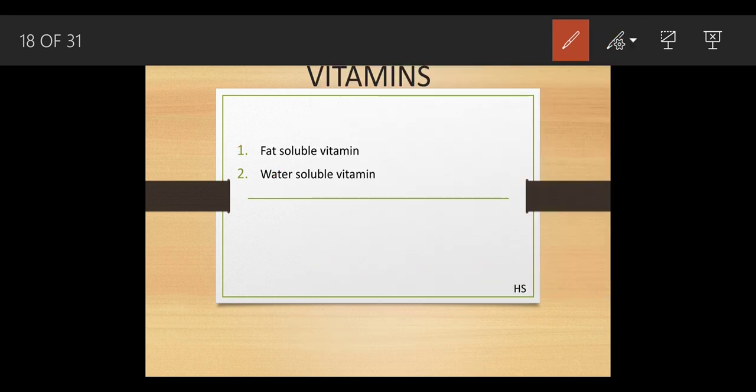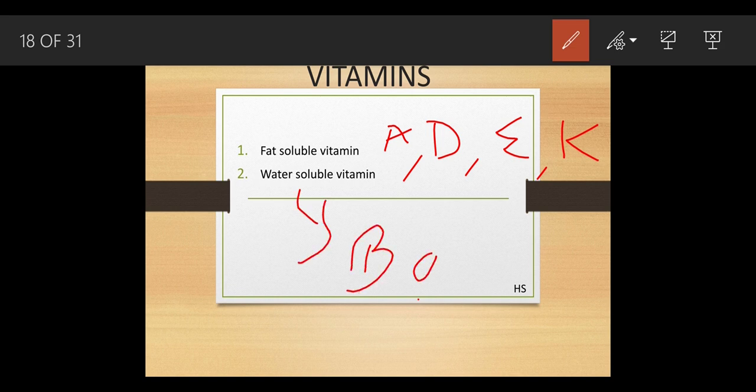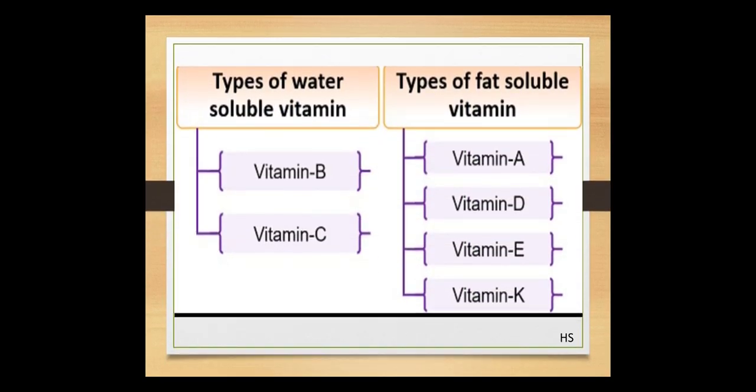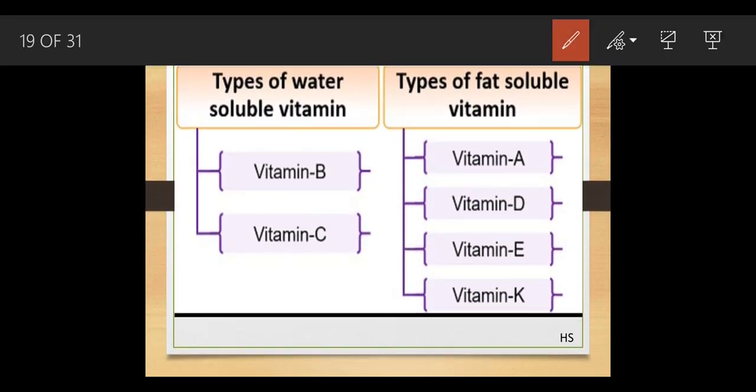These fat soluble vitamins are of four types, that is A, D, E, K. And the water soluble vitamins are of two types, that is B and C. As I already said, the water soluble vitamins are vitamin B and vitamin C, and the fat soluble vitamins are A, D, E, K.